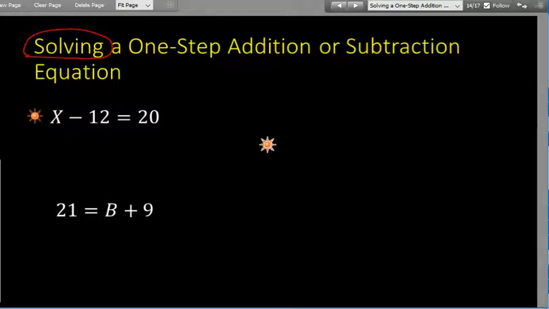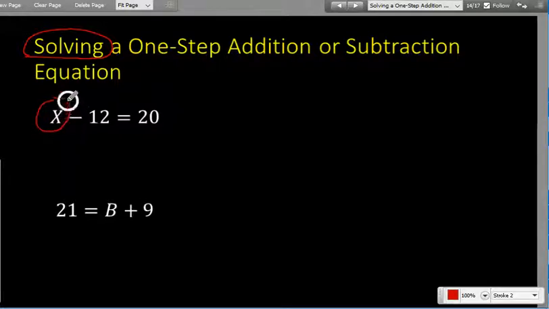So we have x minus 12 equals 20. If we're going to solve this equation, our job is to isolate this variable. We want to get this variable all by itself by using opposite operations, okay? So that means I want to get rid of whatever is on the same side as the x.